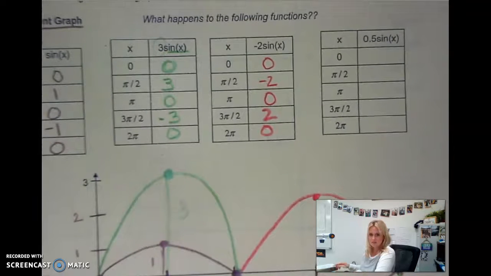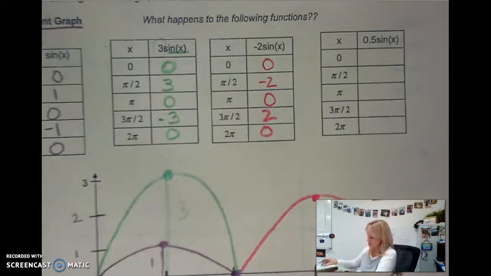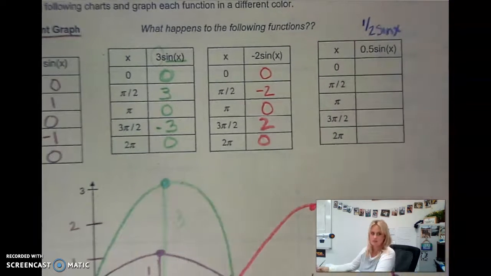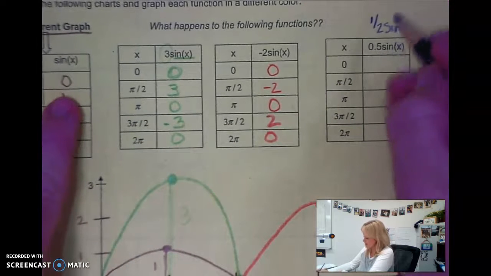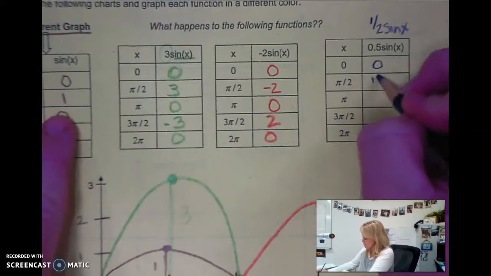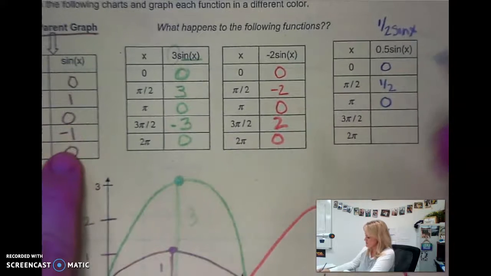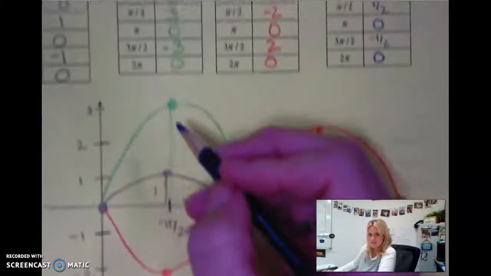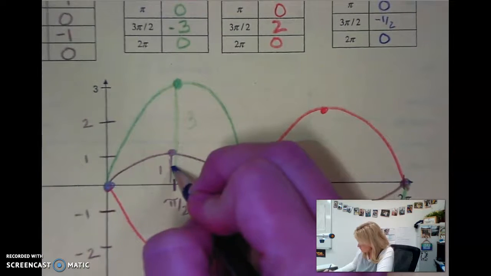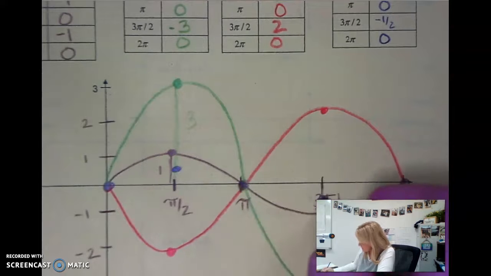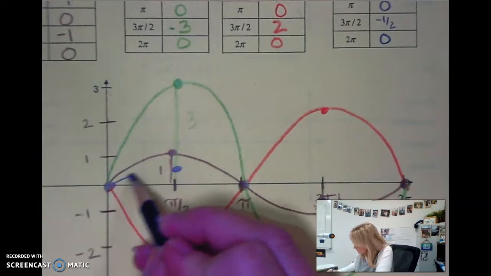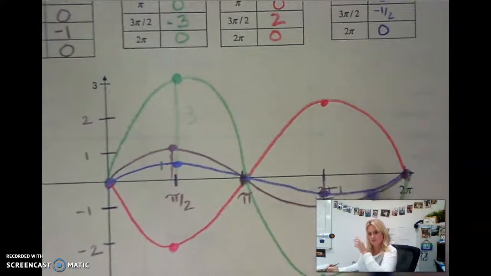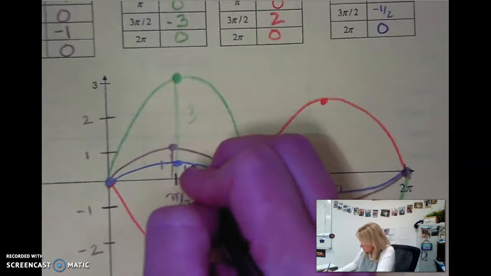What do you think is going to happen when we multiply by a decimal, or essentially a fraction? Again, we're going to multiply our parent graph. 0 times 1/2 is 0, times 1 is 1/2, times 0 is 0, -1/2, and 0. So this time we have 0, 1/2, 0, negative 1/2 and 0. So what happened when we multiply by a fraction? The curve gets even flatter. So my amplitude here was only 1/2.